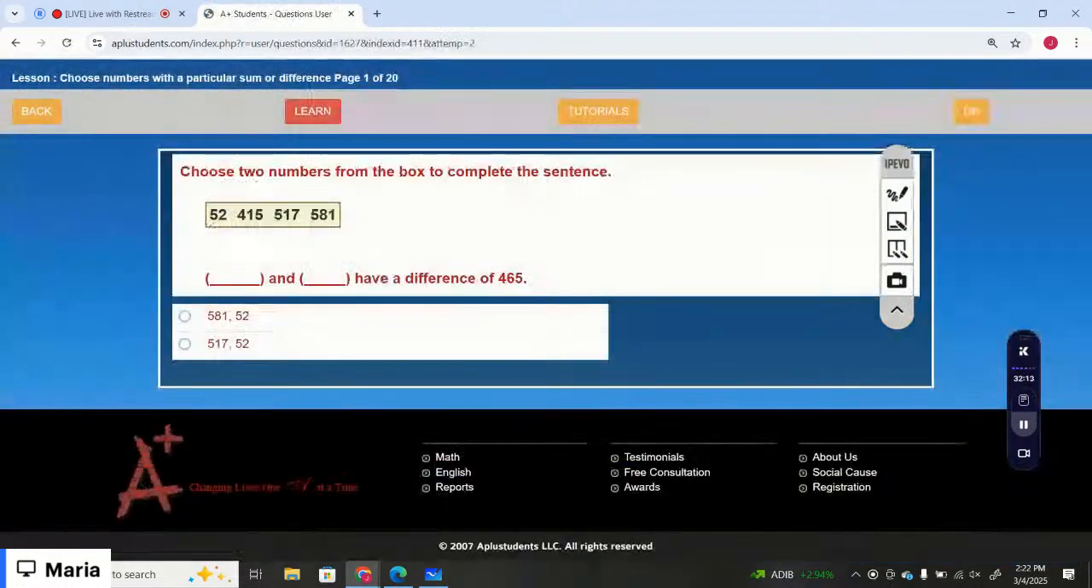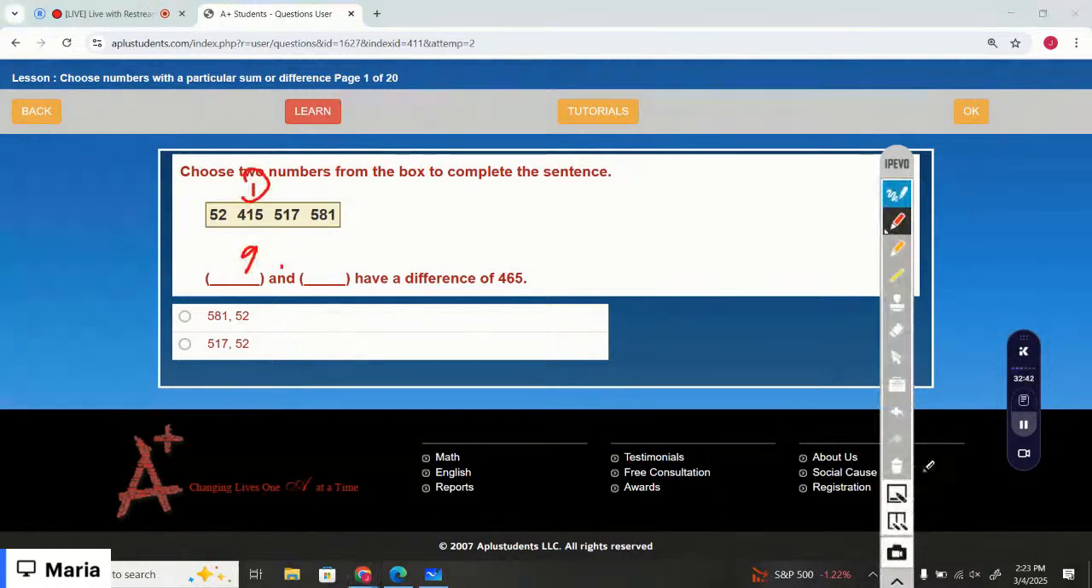Let's just start with the test questions. Choose two numbers from the box to complete the sentence. Which two numbers have a difference of 465? You can check with the options, right?